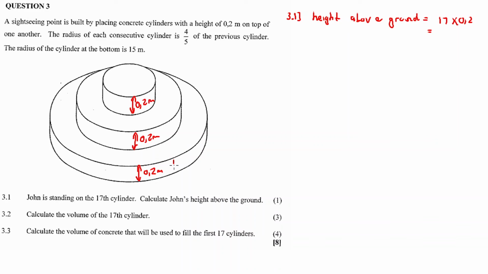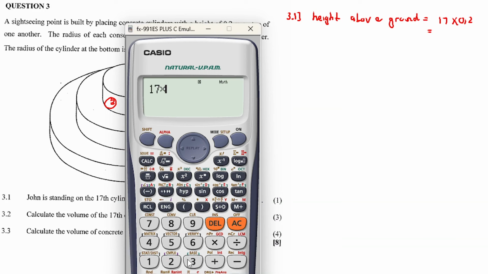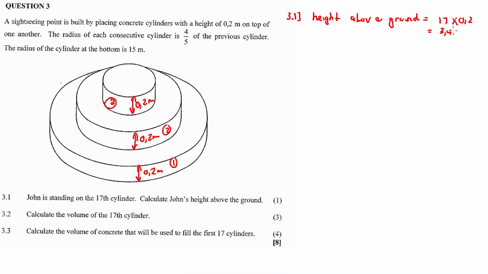I've only counted 1, 2, 3 cylinders, but John is standing on the 17th, so we have to multiply by 17 to get the height. They are stacked, so we multiply 17 by 0.2. The answer is 3.4. So 3.4 meters is the height of John above the ground.